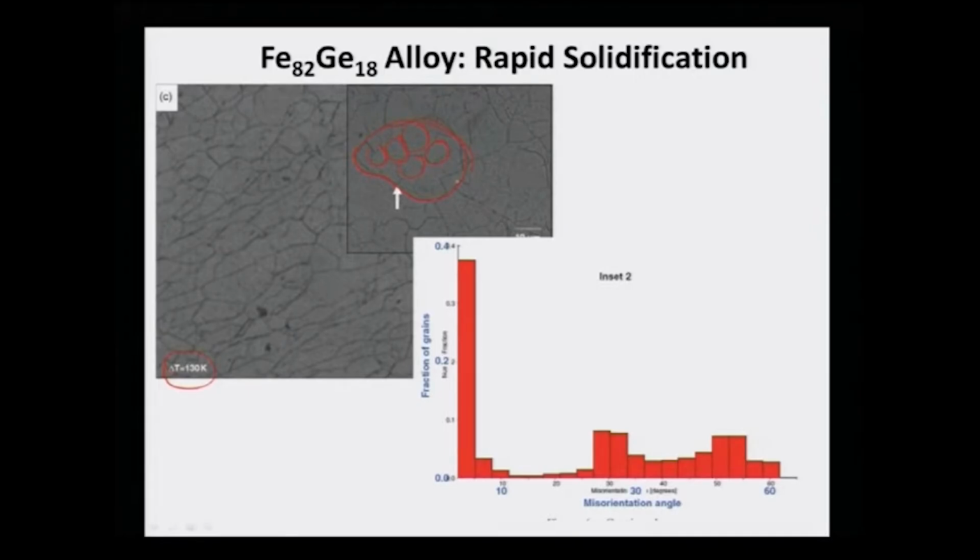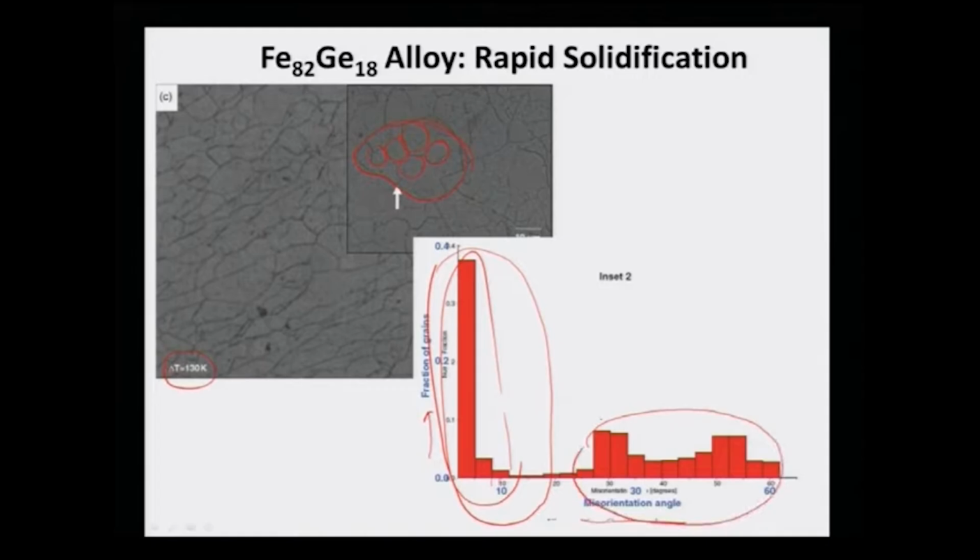If we do EBSD and find out the misorientation angle plot, the fraction of grains as a function of misorientation angle, we can see that there are a large number of grains having misorientation angle less than 15 degrees. In fact, if you look at less than 10 degrees, there are a large number of grains present. So, these grains actually have small angle grain boundaries. On the other hand, there are grains having large angle grain boundaries, like the one which I showed you, and there is another one I can show you here.